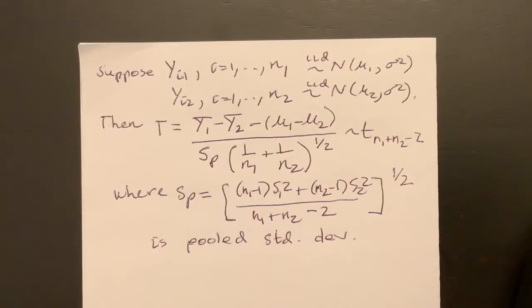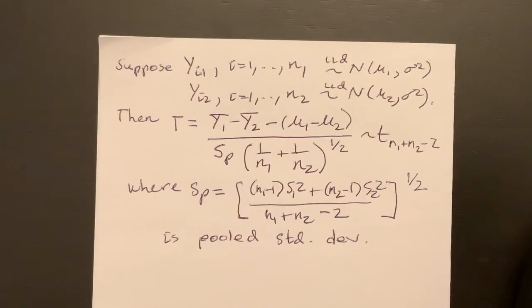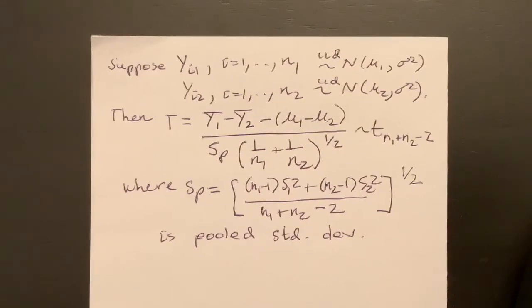Okay, hi. This is just a little follow-up to show that the test statistic used in the small sample test for difference between population means is t-distributed, and to show it has the correct degree of freedom. So suppose I have two populations, population 1, population 2. They're both normal. Two samples from them, one with mean mu1, one with mean mu2, and they both have the same variance.